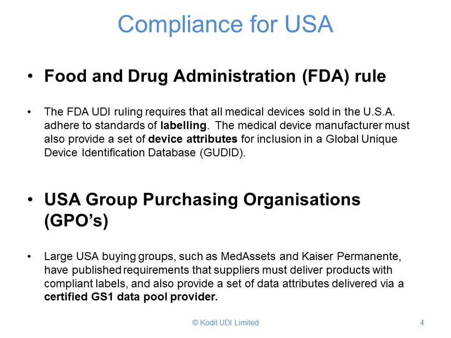So if we start with compliance for the USA, the Federal Drug Administration rule requires all medical devices sold in the US to adhere to labeling. I'm going to start here with GS1, and also provide a set of data attributes to what they call the GUDID. Please always bear in mind also that large US group purchasing organizations, Kaiser Permanente, Med Assets, have also published their own requirements which go far in excess of the FDA database. They essentially want manufacturers, if you supply to them, to deliver data to them via a certified GS1 data pool provider.